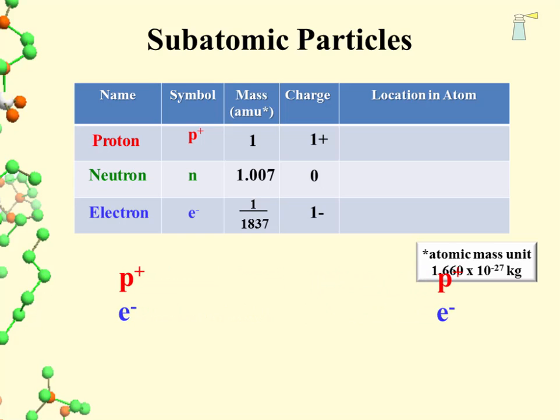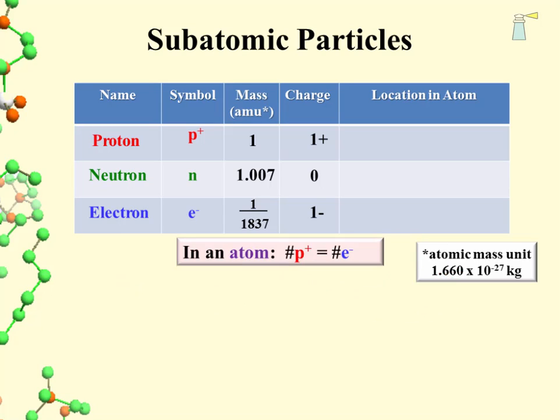Another important aspect of charge is that in the atom, the number of protons is equal to the number of electrons. What this means is that while the atom has charged particles, it doesn't have a net or final charge. We will explore this more in detail in the Ions and Isotopes lecture.